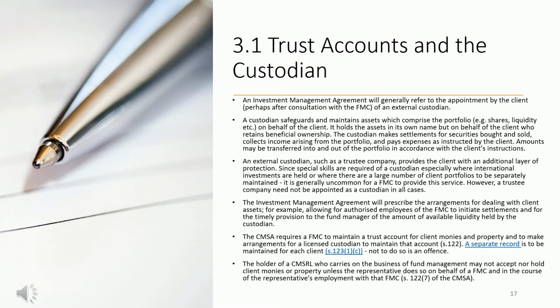A separate record is to be maintained for each client, S.123(1)(c). Not to do so is an offense. The holder of a CMSRL who carries on the business of fund management may not accept nor hold client monies or property unless the representative does so on behalf of a FMC and in the course of the representative's employment with that FMC, S. 122(7) of the CMSA.